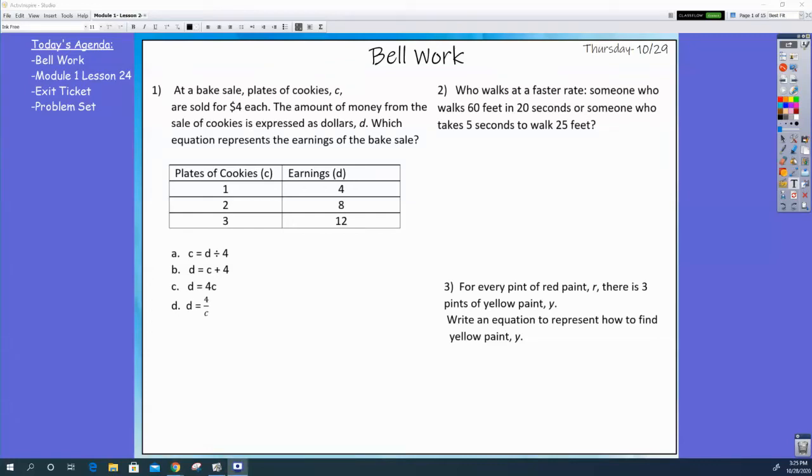Take out a piece of paper. At the top, label it bell work. In the upper right-hand corner, put your name and today's date. Today is Thursday, October 29th. Pause the video to complete your bell work. When you're ready to go over your bell work, hit play.